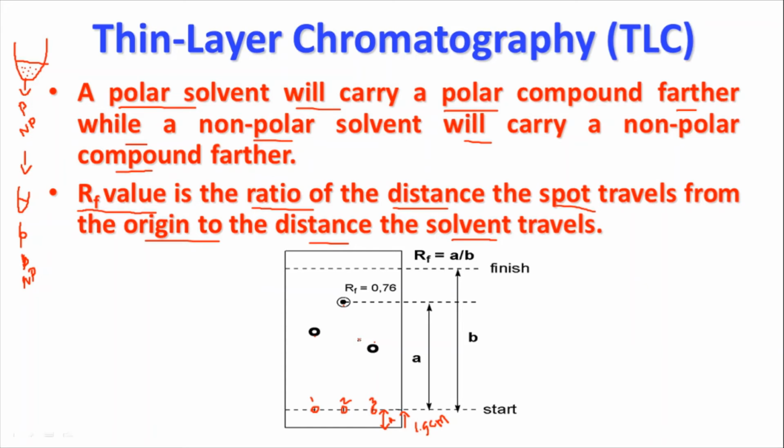How do we calculate? The RF equals A divided by B. A means the distance the sample moved from the origin. This is called A, the distance moved by the sample. So A differs for each sample. Similarly, B is the same for all of these samples.